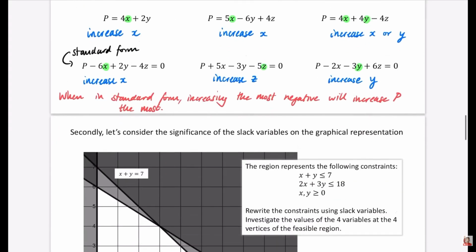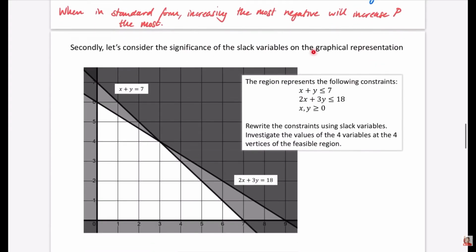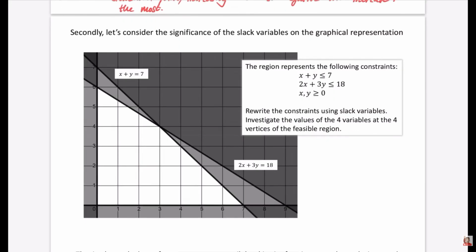The second conceptual thing that we want to do is to consider the significance of the slack variables on the graphical representation that we have. So I have a region that has been represented. This is the region that we're talking about, the feasible region, and it represents the following constraints. x plus y is less than or equal to 7. Well, there is x plus y being equal to 7, so obviously we're talking about everything that's underneath it because it's less than or equal to.